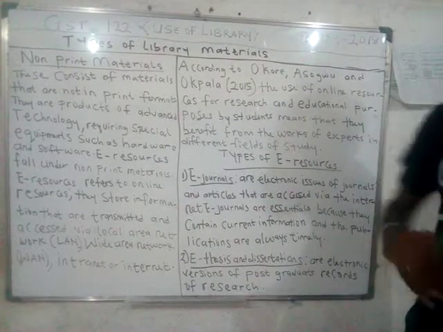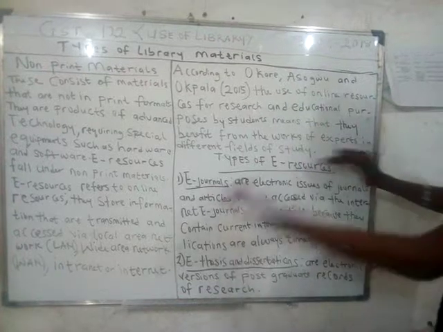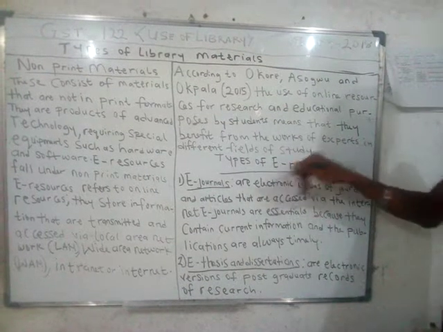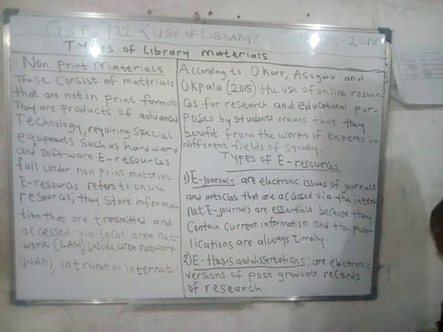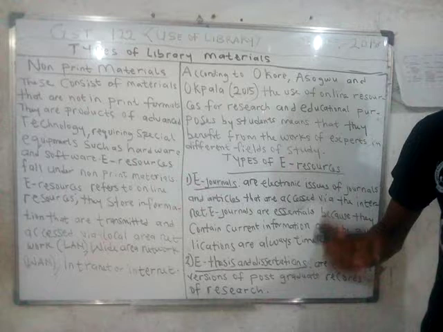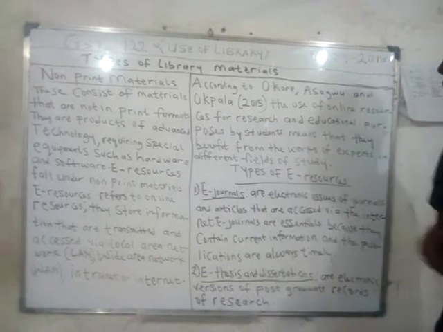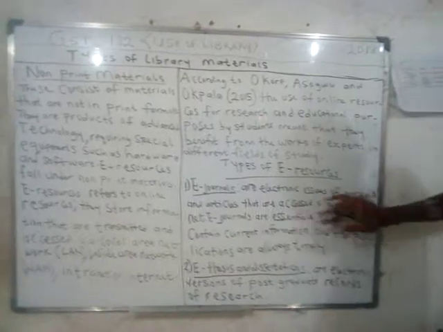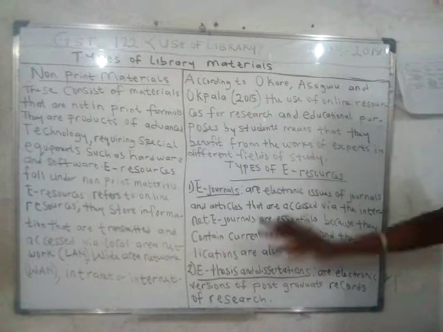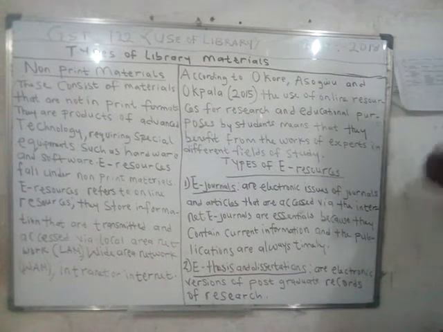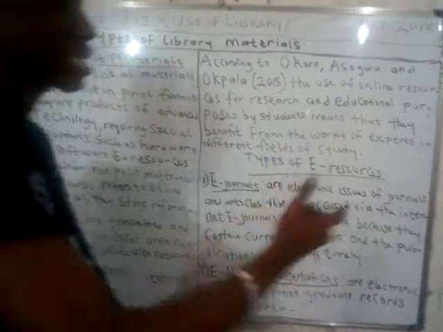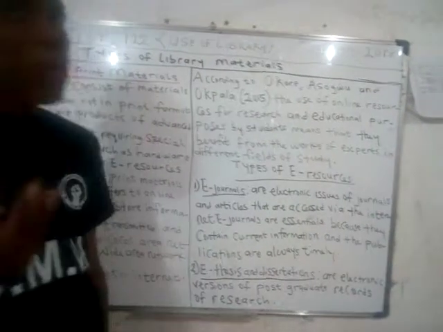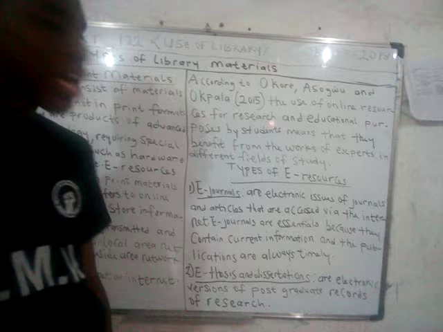Now, having known this, we are going to go to types of e-resources, also known as electronic resources. The first type of electronic resource we're going to look at is also known as e-journals. What are e-journals? These are electronic issues of journals and articles that are accessed via the internet. Remember, we talked that when we say E, it means electronic.